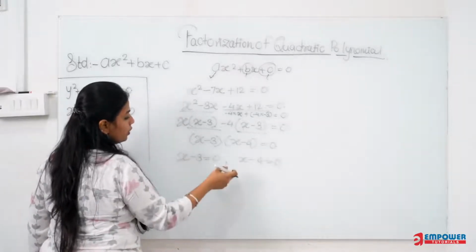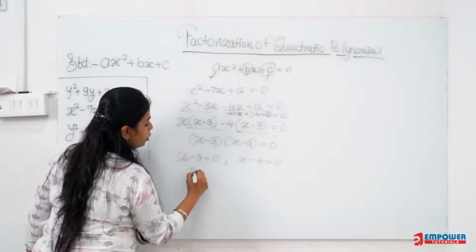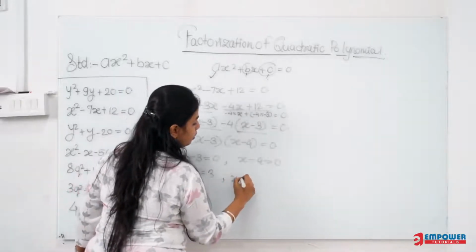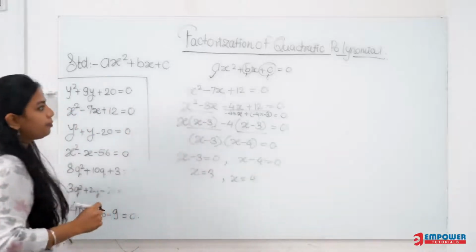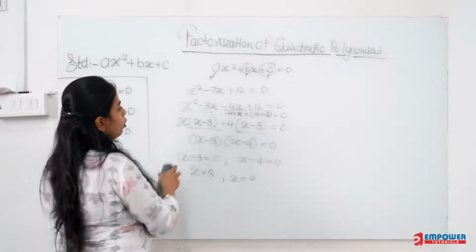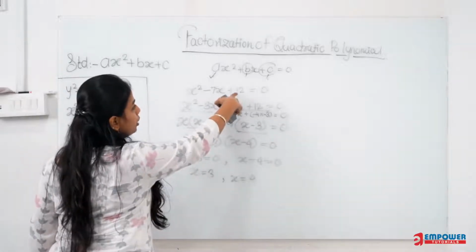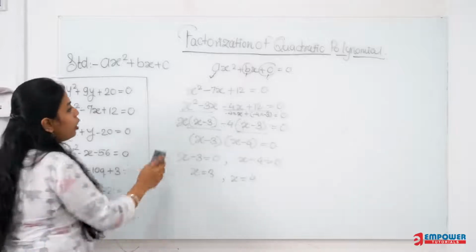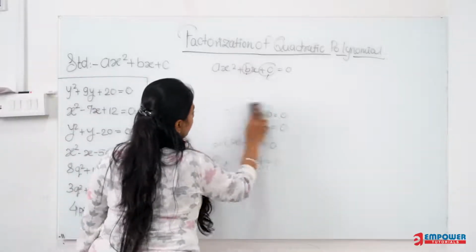So this will be x minus 3 equal to 0, x minus 4 equal to 0. If I transfer this minus 3 on the other side of the equal to sign, it will be plus 3. So x is equal to plus 3 and x is equal to plus 4. So this is how, if you have negative b coefficient but positive c coefficient and a coefficient, you can factorize your quadratic polynomial. Okay.